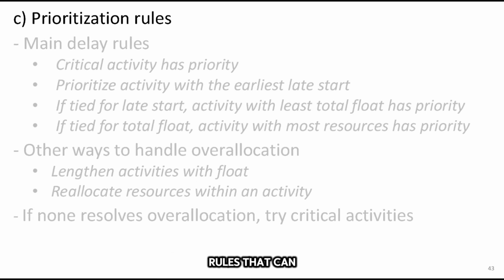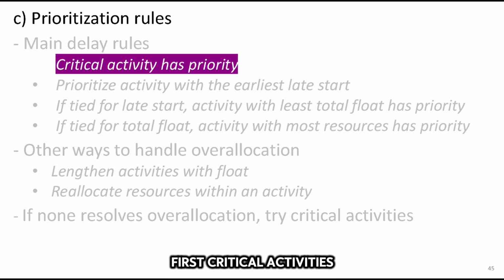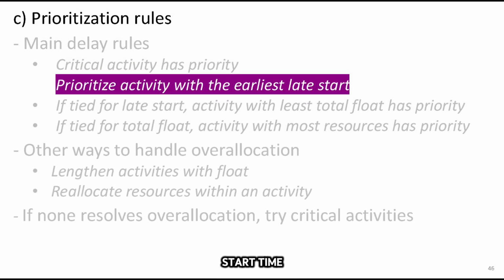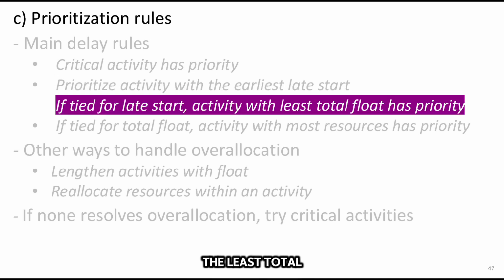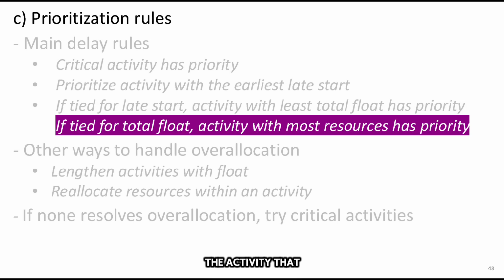There are prioritization rules that can help you determine which activities receive resources first and which should be delayed. The main rules include: first, critical activities take priority over non-critical ones to minimize the impact on project duration. The second rule is based on the late start time. Those with the earliest late start should not be delayed. This helps minimize the risk of exceeding allowable float and prevent project delays. If multiple activities share the same late start, the one with the least total float takes priority to receive resources. If there's still a tie, the activity that requires the most resources will be prioritized.